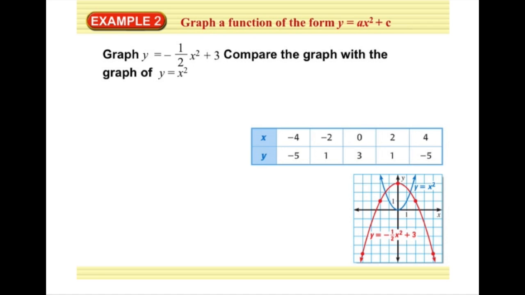Example number 2, graph y equals negative 1/2 x squared plus 3. Compare the graph with, again, our standard parabola y equals x squared. I have my data here for you, but I'd like to see your work. So go ahead and take a minute, pause, and go through that problem for me. Again, you're just substituting x values. So y equals negative 1/2 times x squared plus 3. Plug in a value for x. It could be 0, it could be 1, it could be 2. Solve for y, and look at those coordinate points.